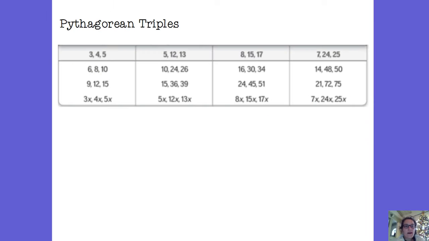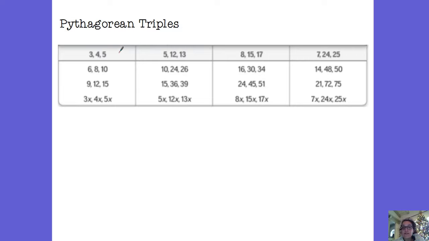The next concept is called a Pythagorean triple. A Pythagorean triple is 3 whole numbers, so 3 integers, that create the sides of a right triangle. So if you plugged 3, 4, and 5 into the Pythagorean theorem, a squared plus b squared would be equal to c squared. The two shortest sides squared and added together would be equal to the longest side squared. So it's 3 whole numbers, 3 integers that create a right triangle.